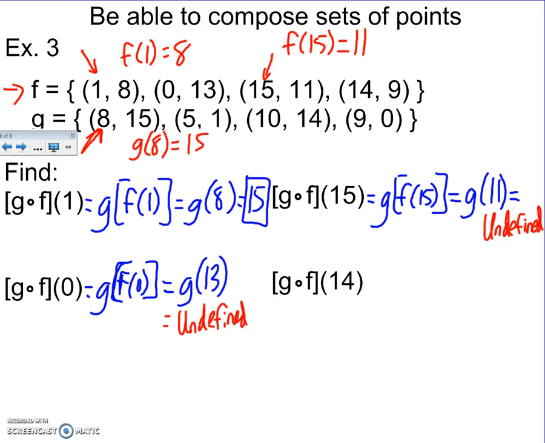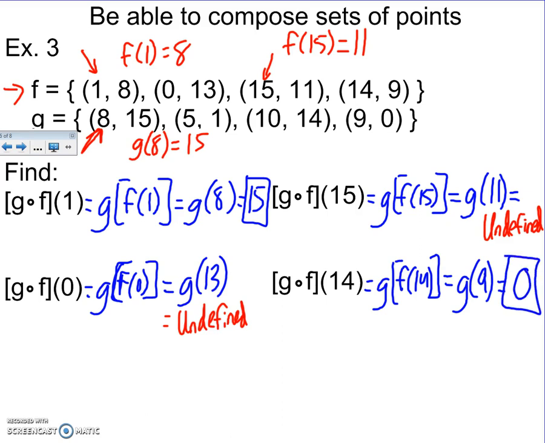Alright, and the last one, let's see if it's undefined or not. This is really g of f of 14. When I go 14 for f, the top one, I see 9. So this turns to g of 9. Then when I go to the bottom, g of 9, I get 0. So this one has an answer. So this time 2 of them had answers, 2 of them did not. 2 of them were undefined.